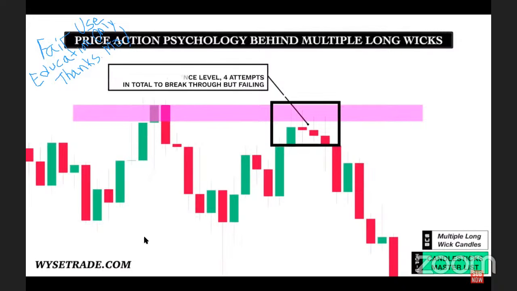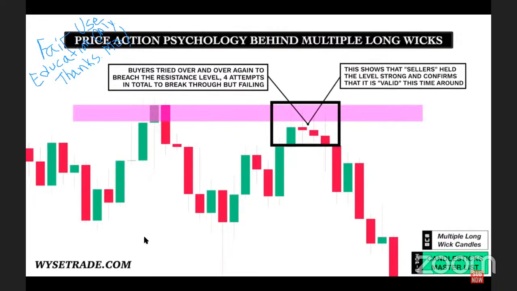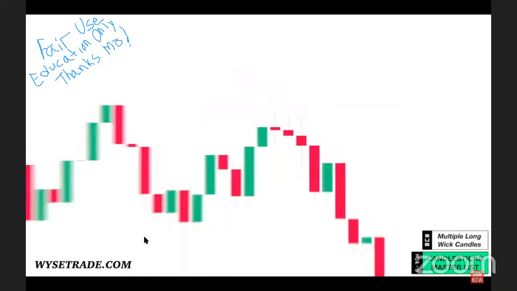This shows that buyers tried over and over again to breach the resistance level, 4 attempts in total to break through, but failing, showing that sellers held the level strong and that the level is valid this time around. Now, going in the opposite direction.